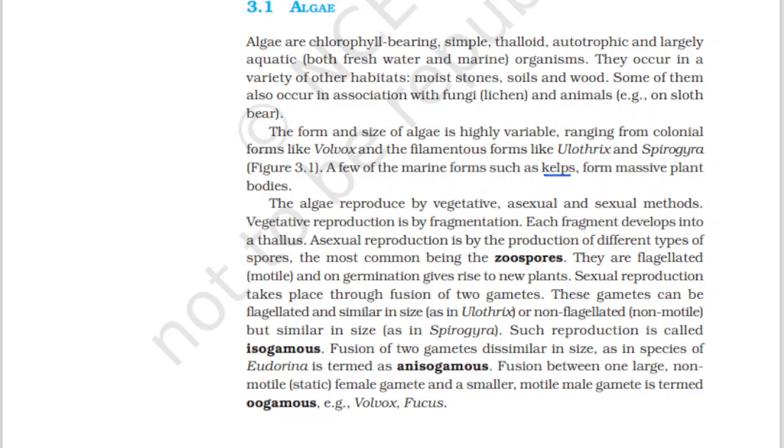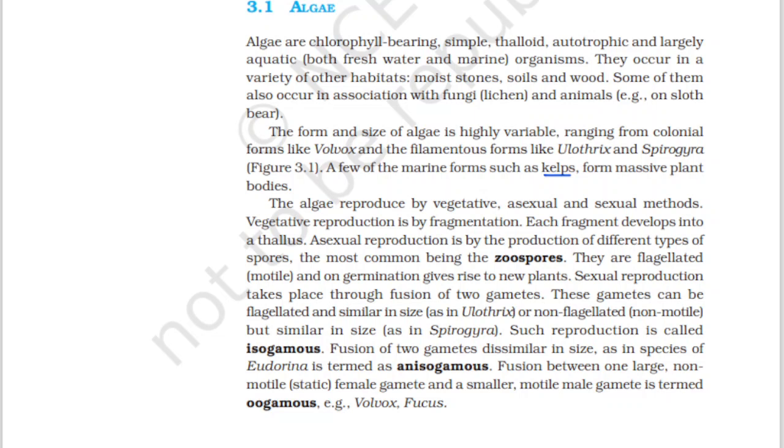The algae reproduce by vegetative, asexual, and sexual methods. So, three modes of reproduction occur in algae. Vegetative reproduction is by fragmentation, where a single fragment will develop into a full thallus. Asexual reproduction is by production of different types of spores, the most common being the zoospores. They are flagellated if motile, and on germination give rise to new plants.